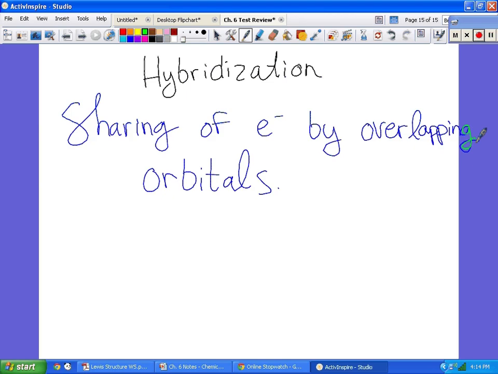Okay, so hybridization, the sharing of electrons. The key here, and I should have done this in red, is overlapping orbitals. Okay, that's the key there for you to have hybridization. And guys, I'm going to be honest with you. The chemistry behind this is very complicated, very complex, very detailed. There is no reason for you to learn the chemistry of it. You need to know the definition and how to calculate it.